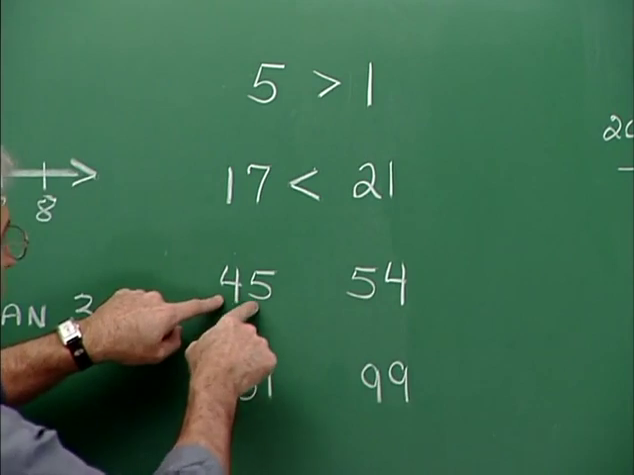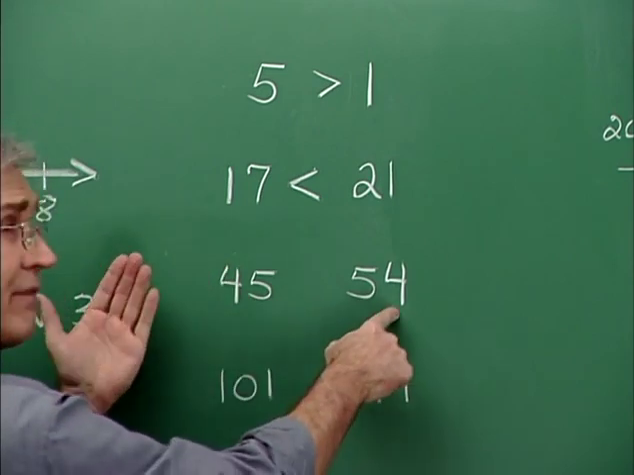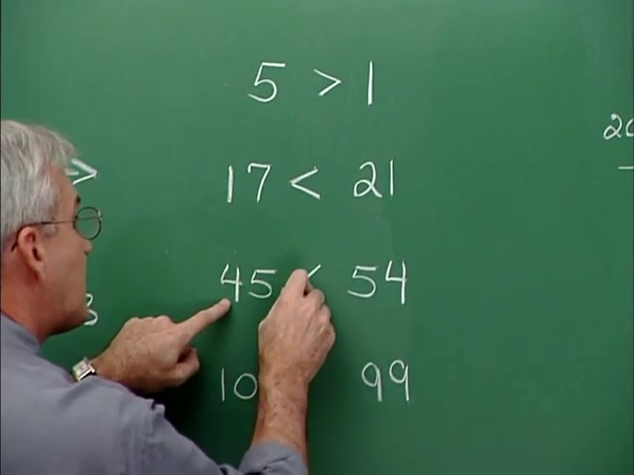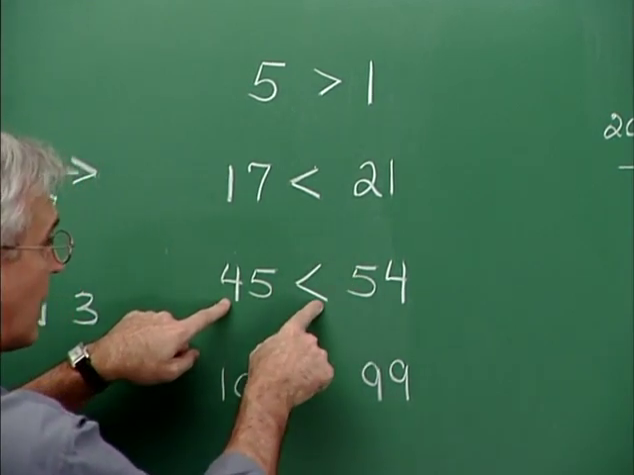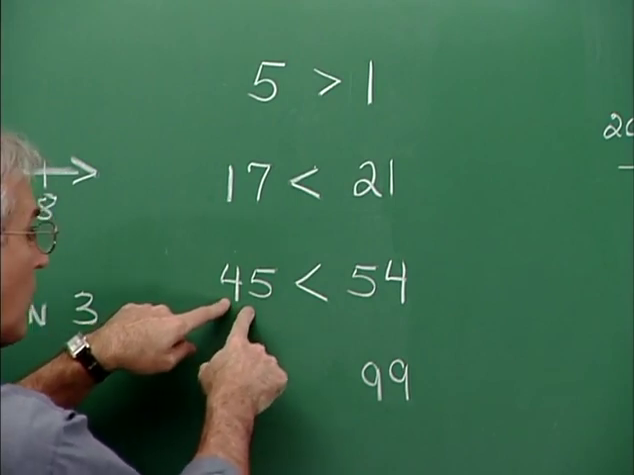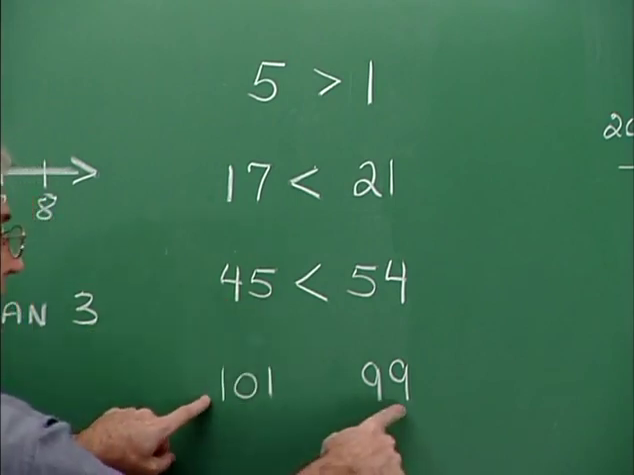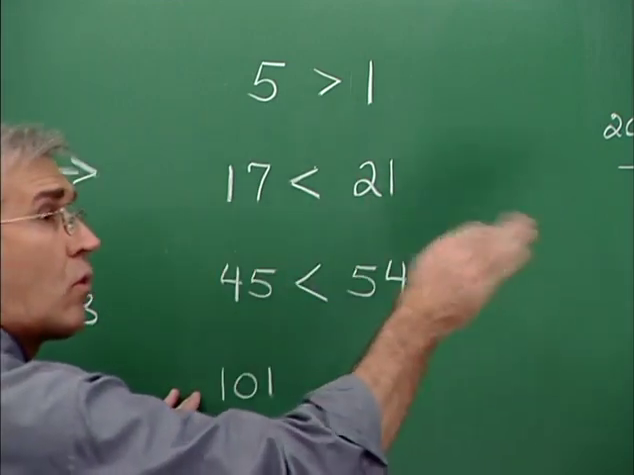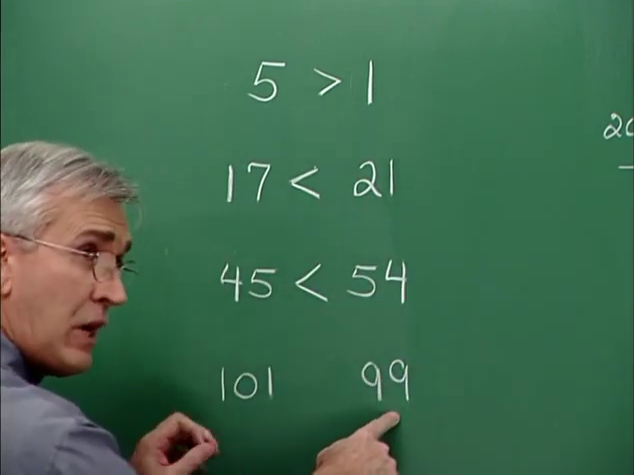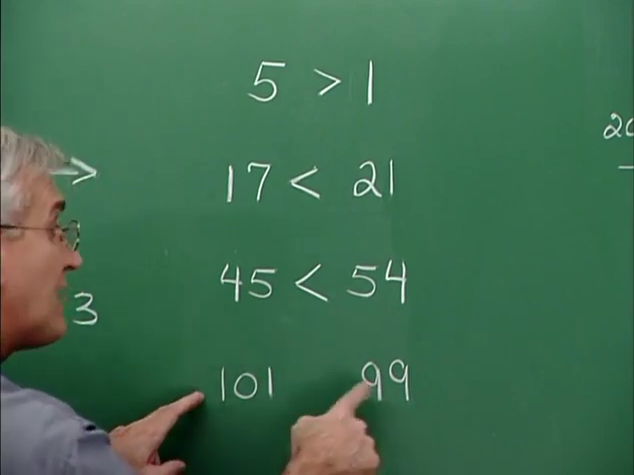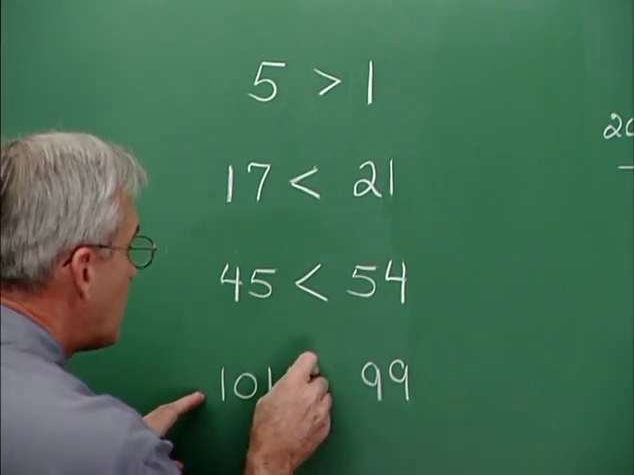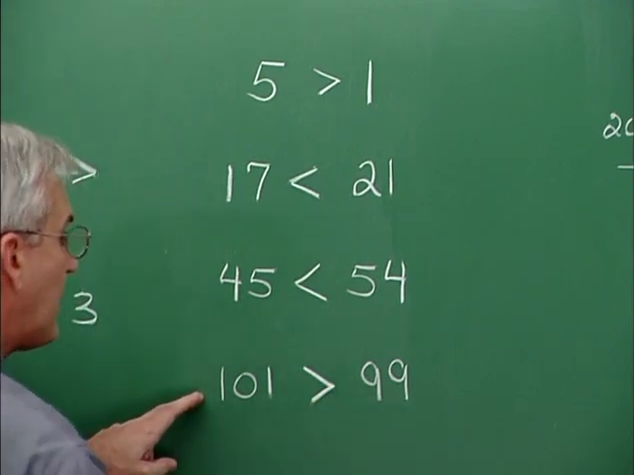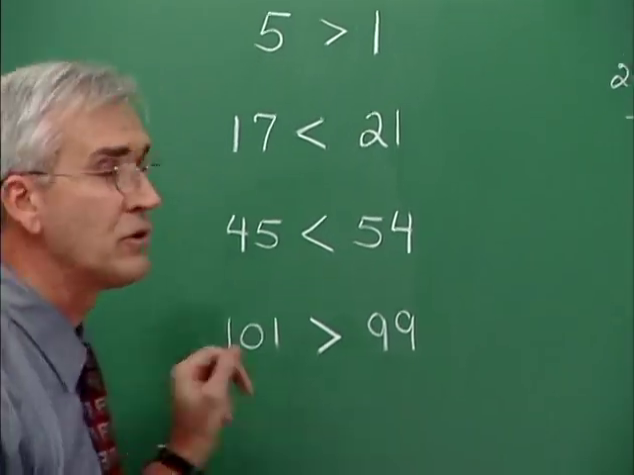45 and 54. Once again, 45 would lie to the left of 54 on the number line, so 45 is less than 54, and notice the little arrow seems to point toward the smaller number. 101 and 99. Well, let's see, 101 would be farther to the right of 99 on the number line, so 101 is greater than 99, so we write the greater than symbol. And once again, the little arrow seems to point toward the smaller of the two numbers.